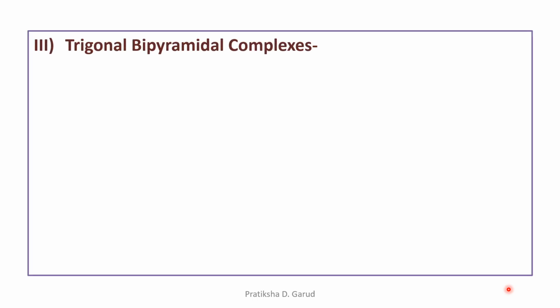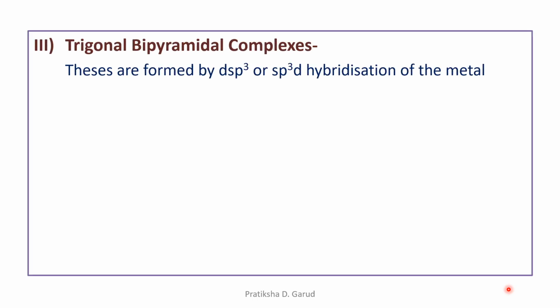So we are having the third, that is the trigonal bipyramidal complexes. Now these trigonal bipyramidal complexes are formed by the dsp3 or sp3d hybridization of the metal atom or ion, in which the atomic orbital uses the dz square atomic orbital. So here we can say that these are formed by the 1d, 1s and the 3p atomic orbitals.